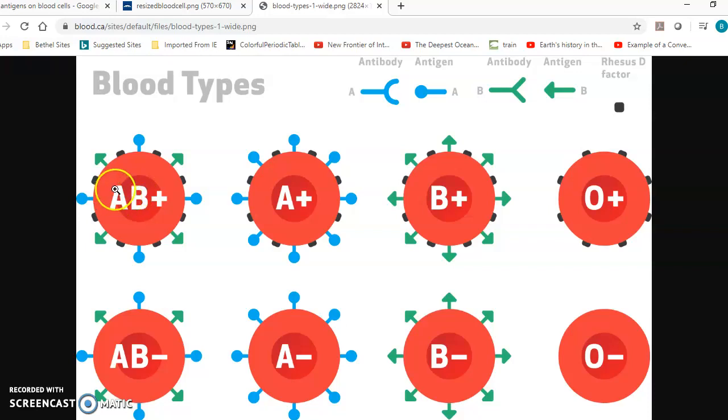And so here, this type of blood in the first one would be AB positive because it has both A antigens and B antigens and Rh antigens. Right below it is AB negative because it has both A and B antigens but does not have any of the Rh factor, none of the Rh antigens. So again, to remember, antigens are markers on cells that identify that cell as belonging to you or as foreign to you.